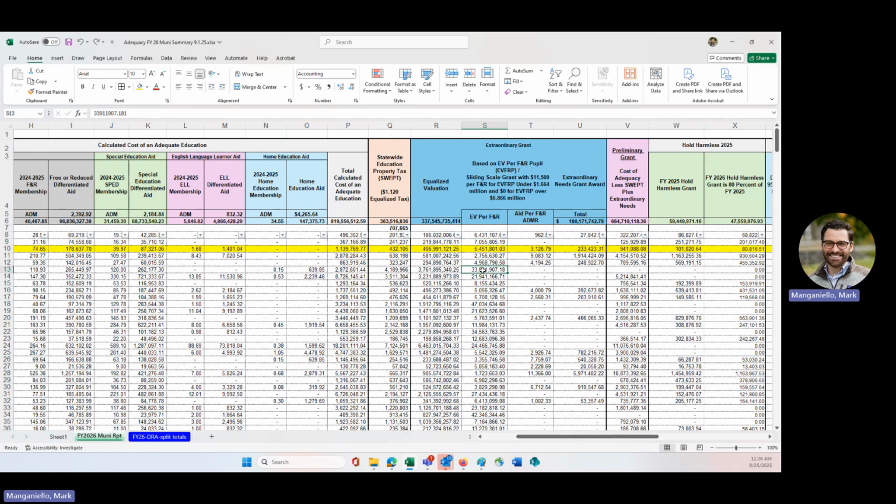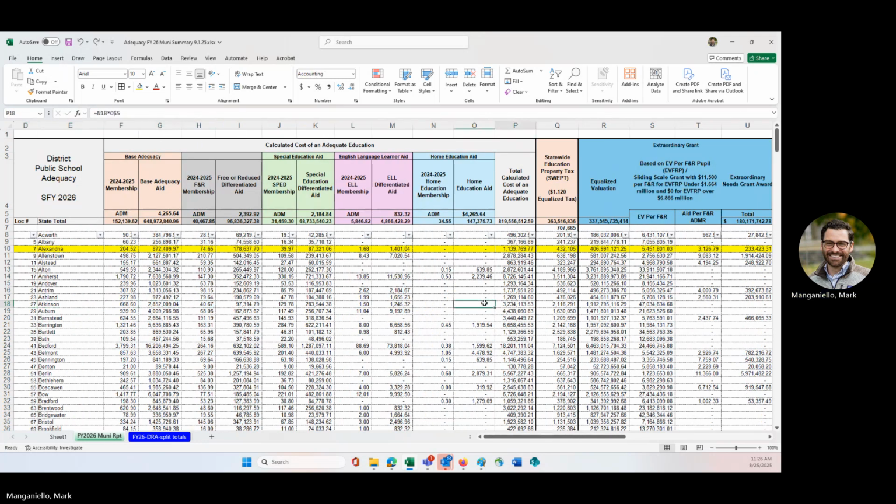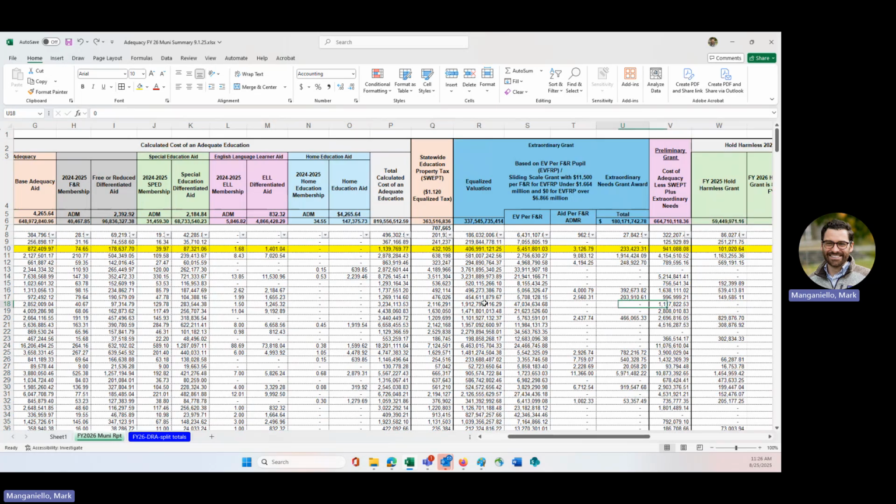And so for some communities, they have a lot of property value relative to, and this is going to be Alton right here, Alton has $33 million for each FNR student they educate. And some of these communities here, this is 47 million. This is Atkinson. So they have $47 million for each FNR student. So some of these communities have higher amounts. And so if it's above 6.866, you're not targeted.